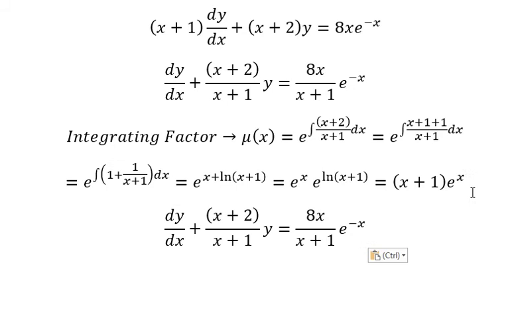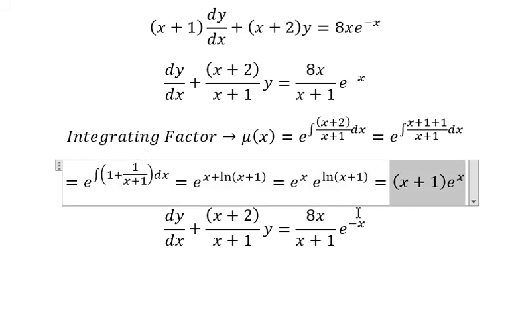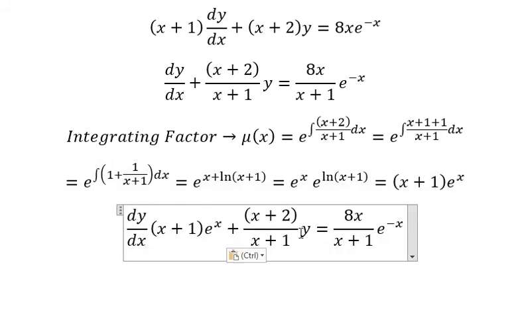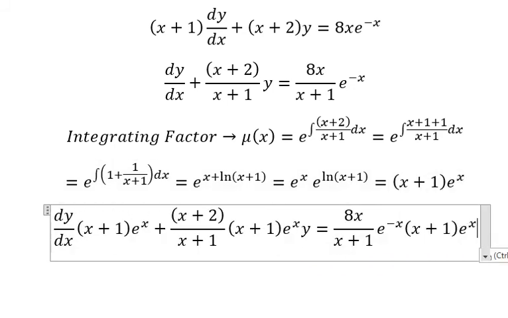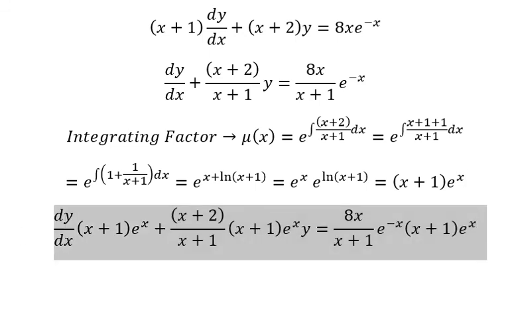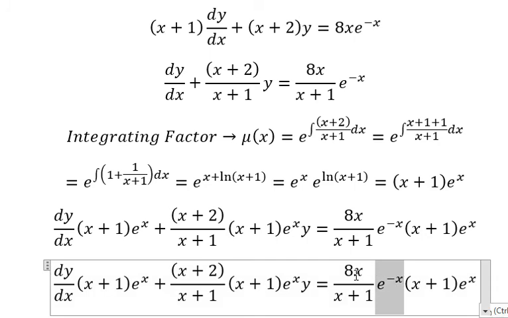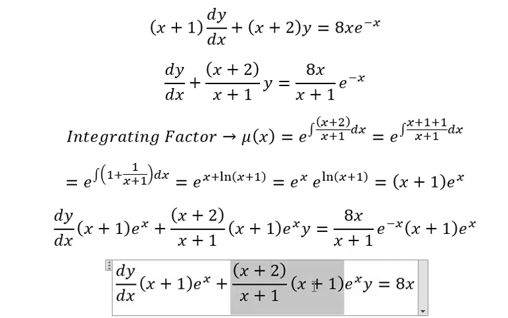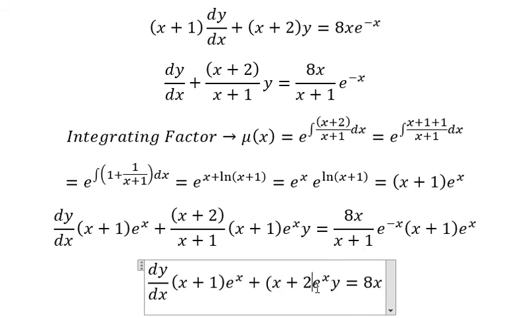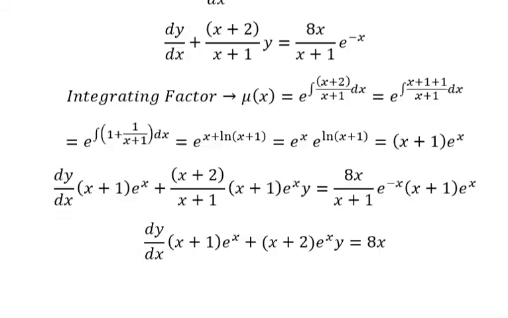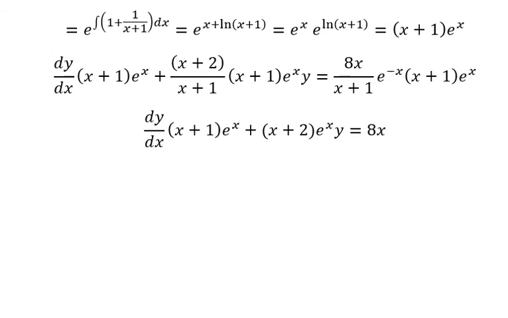Now we multiply both sides by this one. So we can simplify x plus 1 and e to the power of negative x. This one we can simplify. Next, I will put the integration for both sides.